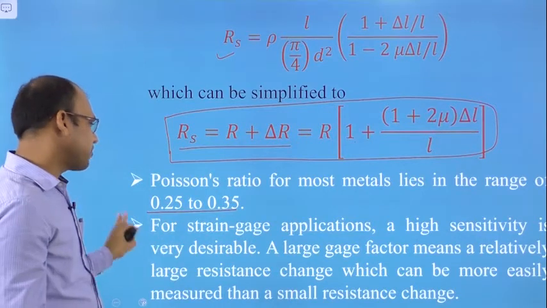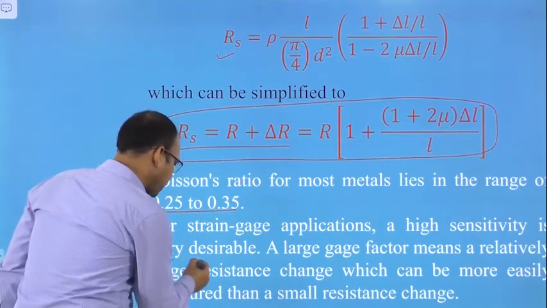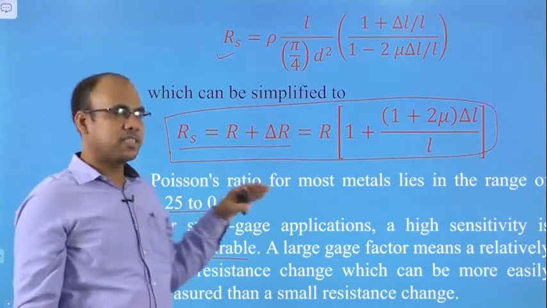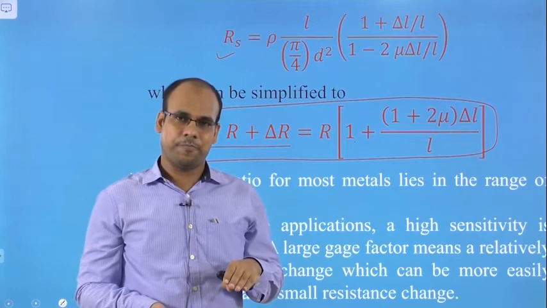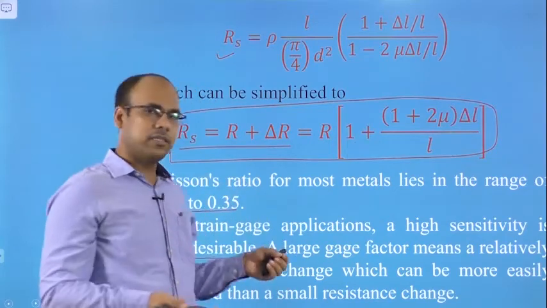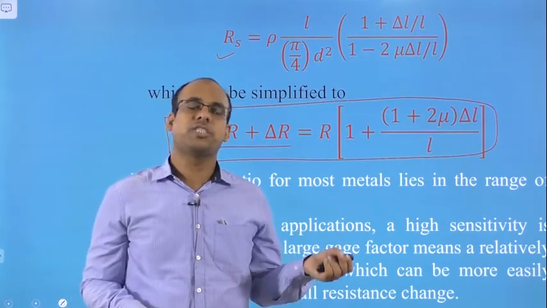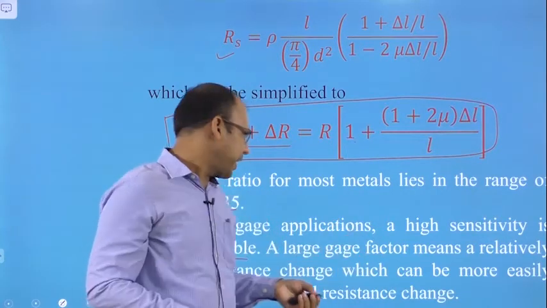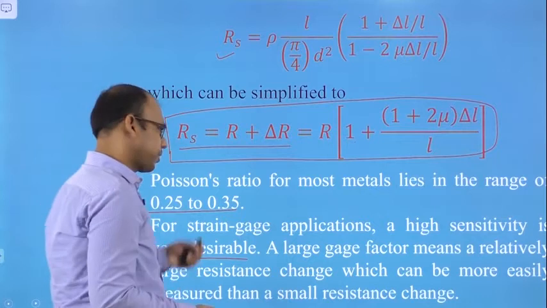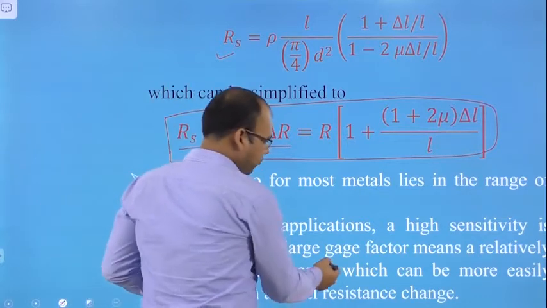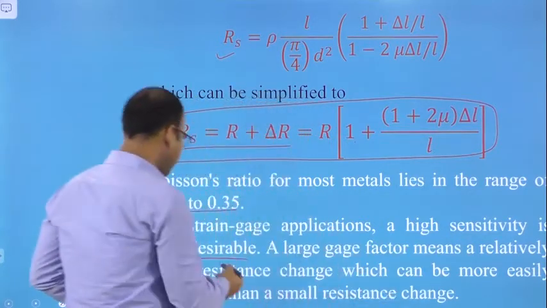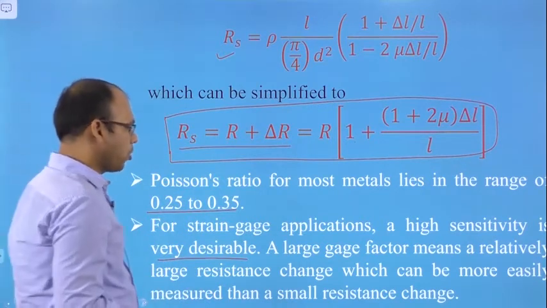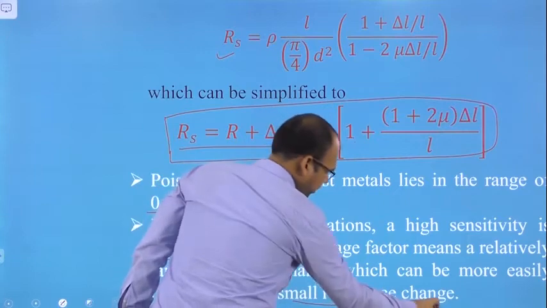For the strain gauge application, high sensitivity is very desirable, because whenever the force is applied, the force is very high, and there is a very small change in the resistance. That's why we require a very highly sensitive device. So large gauge factors mean a relatively large resistance change, which can be easily measured, even for small resistance changes, right?